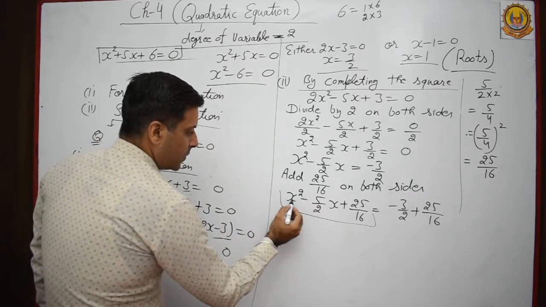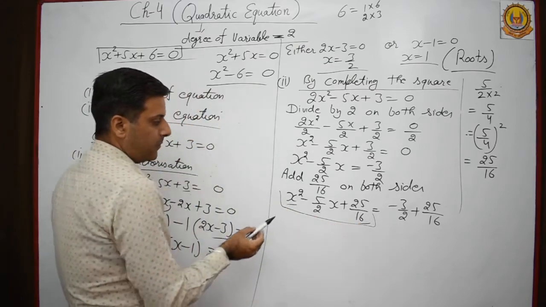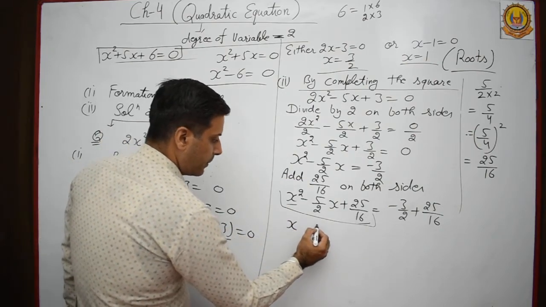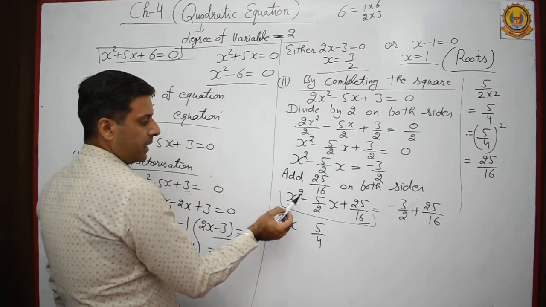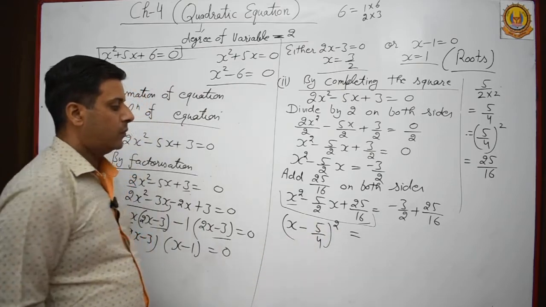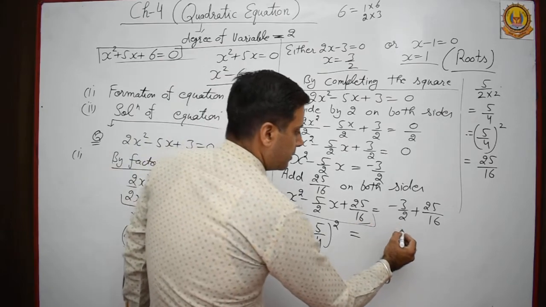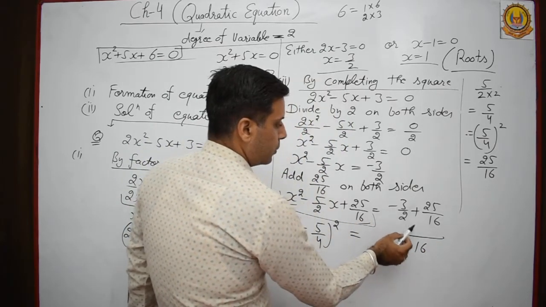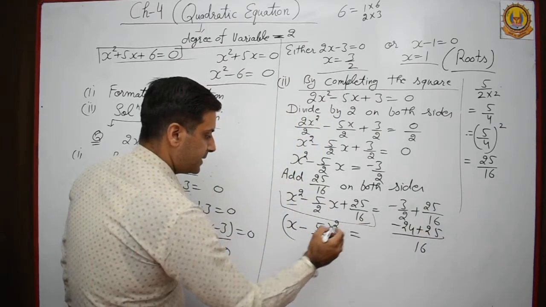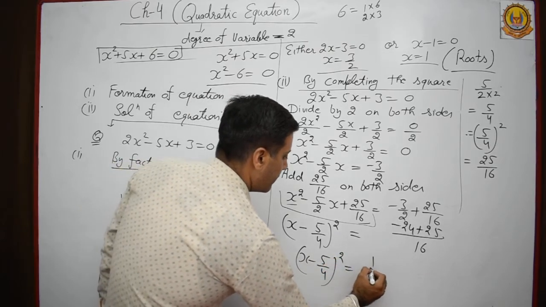Look at the first and last number. This is the square of x, so write down x. This is the square of 5/4, write down 5/4. Here minus is there, so put minus here and then put whole square. You can check that the square of this is equal to this. Okay? And here, taking LCM 16, 2 eights are 16, so minus 24 plus 25, that is equal to 1/16. So (x minus 5/4) whole square is equal to 1/16.